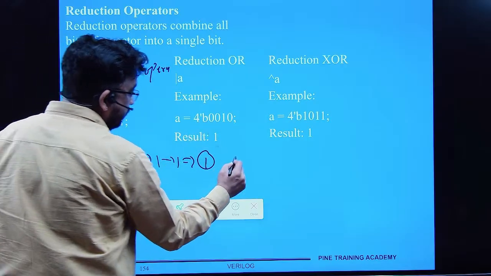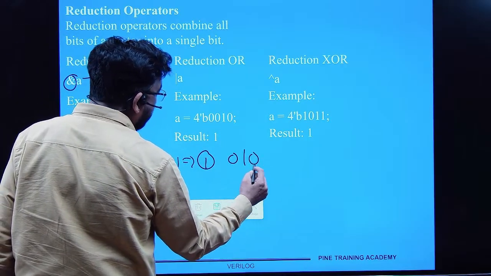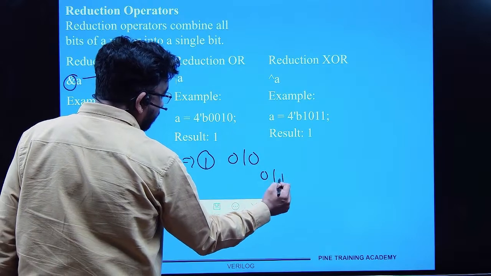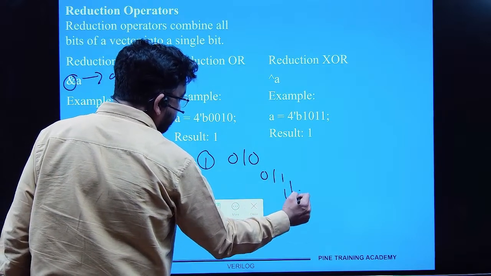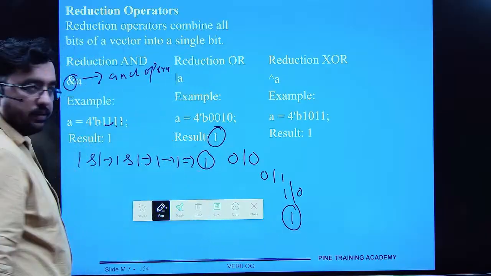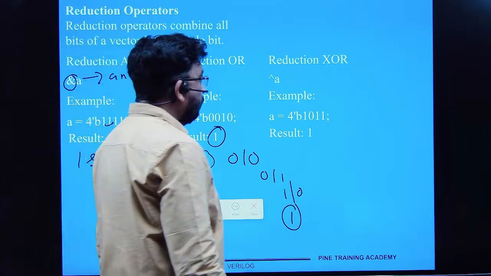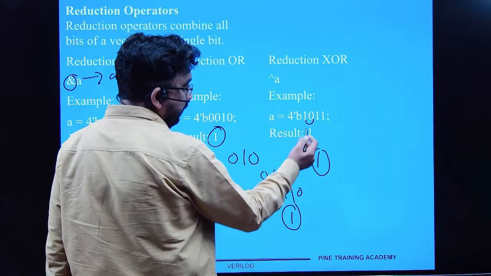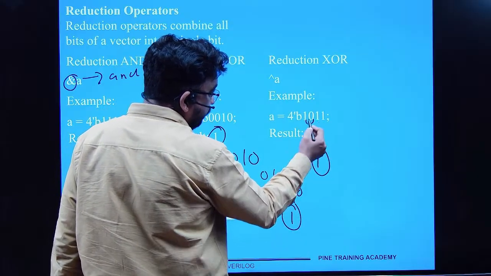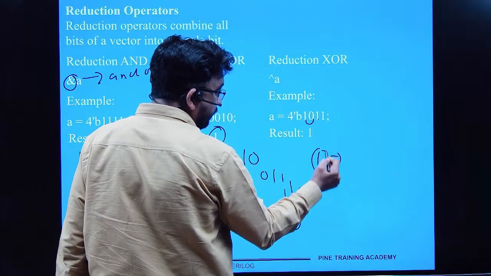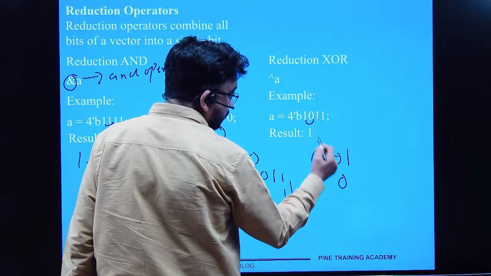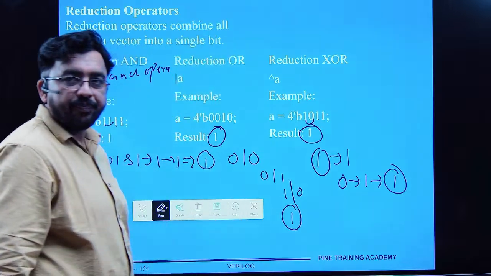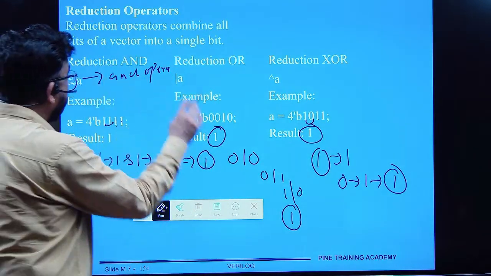So between 0 and 0 put an OR, what is the output? 0. Now next is 1. Between this and this put an OR, the output is 1, and again between 1 and 1 the output is 1, so the final output is 1. Very simple. Now what is this XOR? 1 and 0 gives 1. Now this 1 will be XORed with this, then the output is 0, and this 0 and 1 will give 1. So this is your final output. This is your reduction operator.